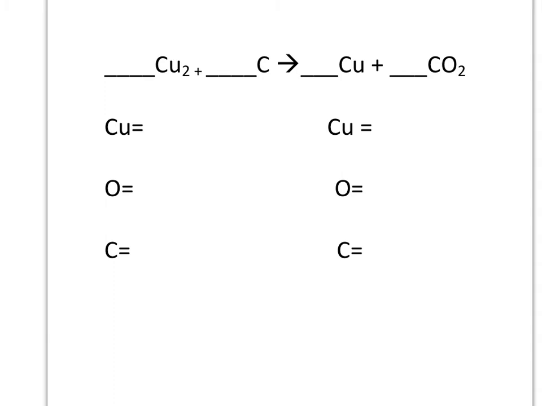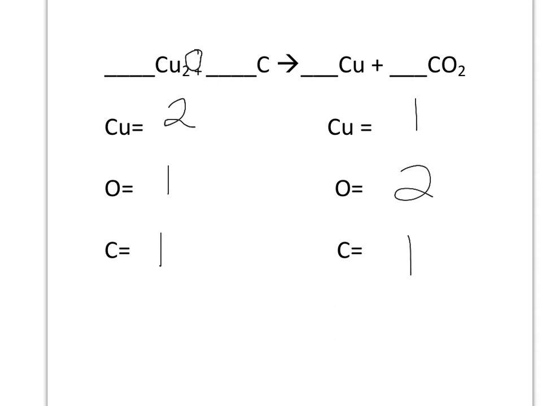Okay, so this is your next example on your paper, and I actually see I've made a little mistake. This is missing an O right here, so I'm just going to add it in there. So first thing we're going to do is make our count. 2 Cu's, 1 O, 1 C. On the product side, 1 Cu, 2 O's, and 1 C. So as you can see, the carbons are in balance, but the oxygens and the Cu's are not.